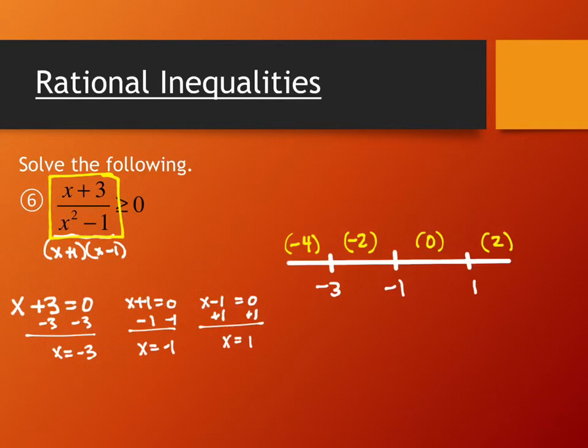So let's just try one. We have negative 4. So if I put in negative 4, I have negative 4 plus 3 on top, and I have negative 4 squared minus 1 on the bottom. The top's negative, right? It's negative 1, but in particular it's negative. The bottom, when I square negative 4, I get positive 16, and 16 minus 1 would give me a positive. What sign do you get when you divide a negative by a positive?